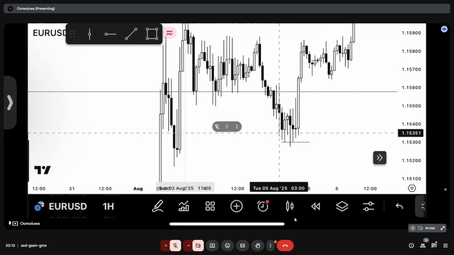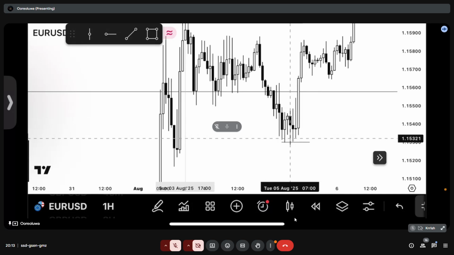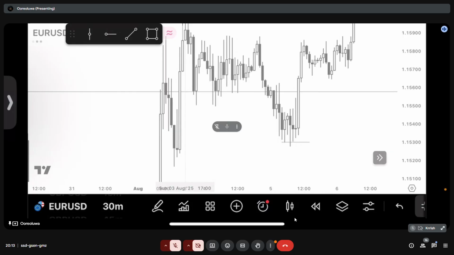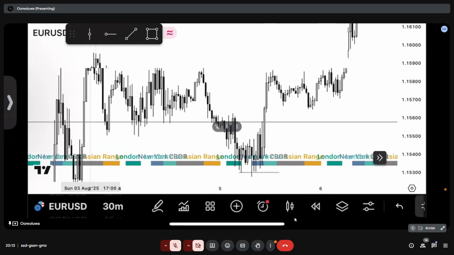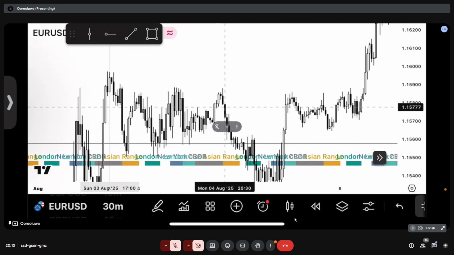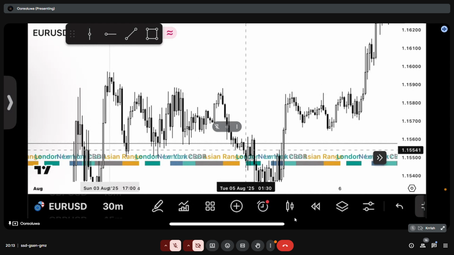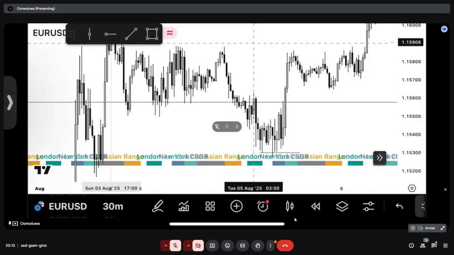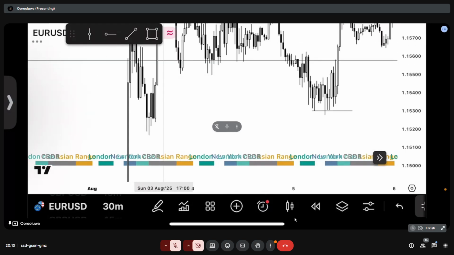How did I free myself in New York at this point? That was because if you look at Asia, there was no consolidation in Asia. Look at Asia, right? Asia just started selling, boom, no consolidation. So I'm not expecting price to take out Asia low and buy just like that, because there was no consolidation.